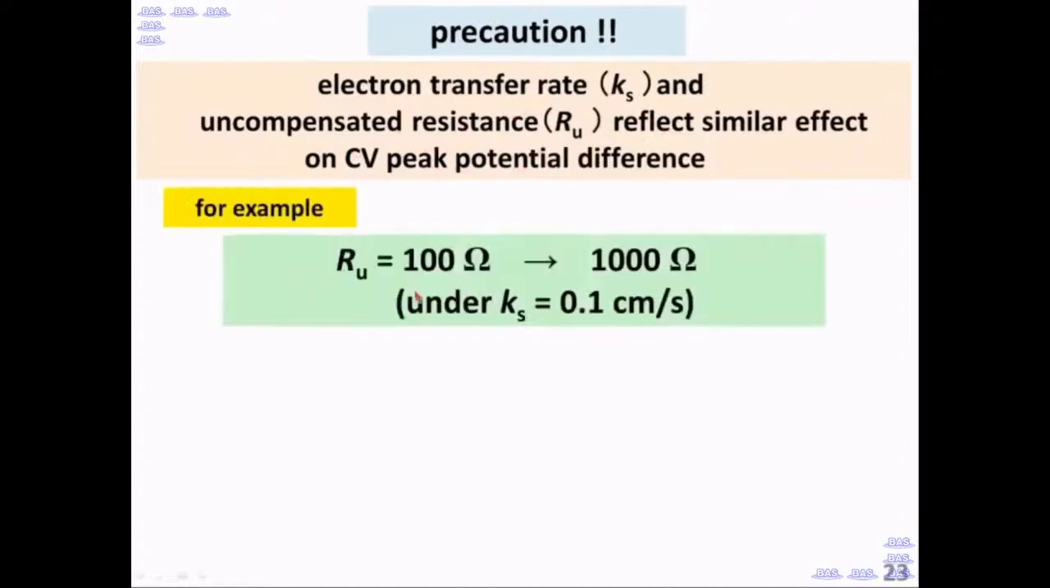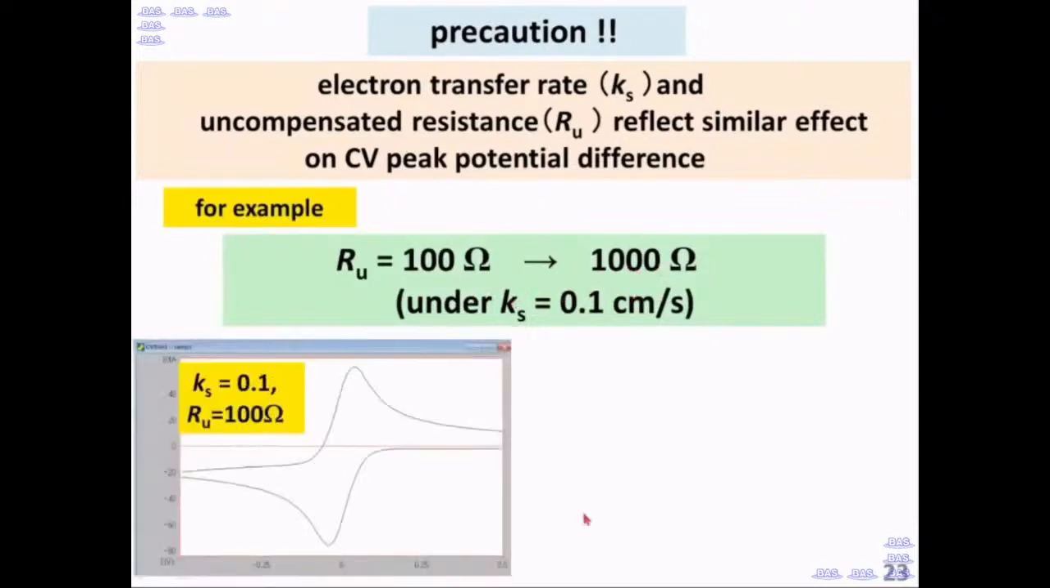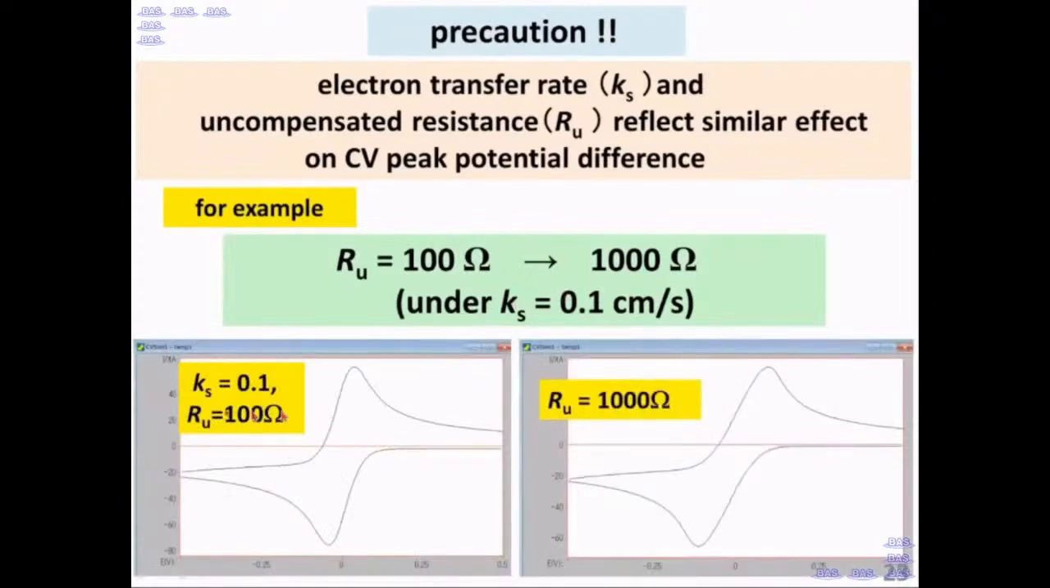For example, increase this 10 times larger, with the same electron transfer rate, and RU is 10 times larger. So it's better to use a very small resistance.